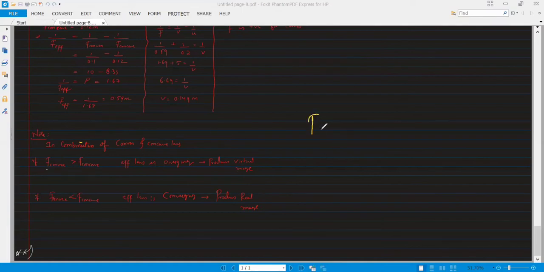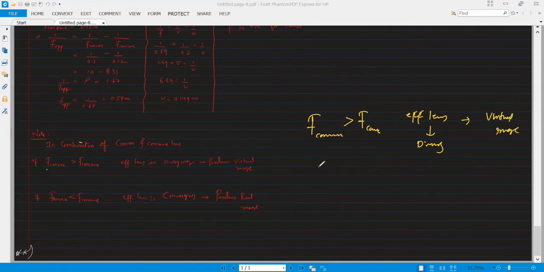If f convex is greater than f concave, then the effective lens is going to be a diverging lens and produces always a virtual image.